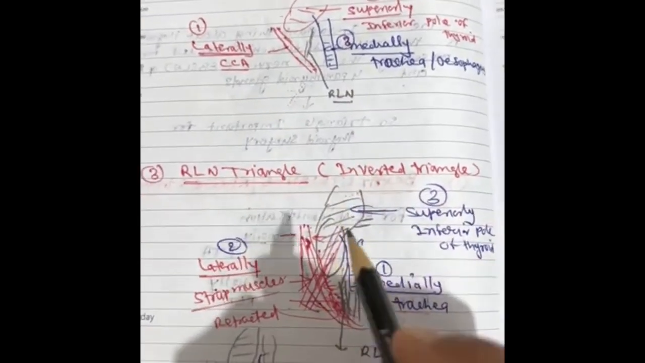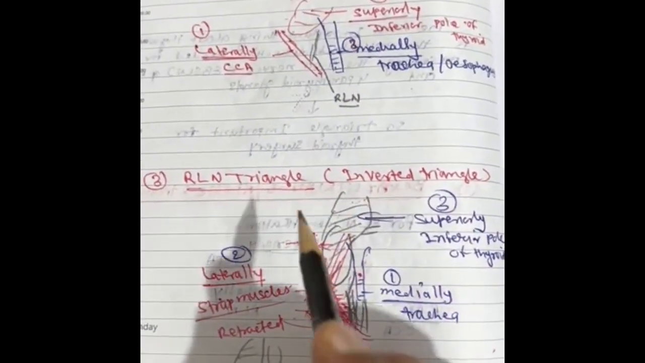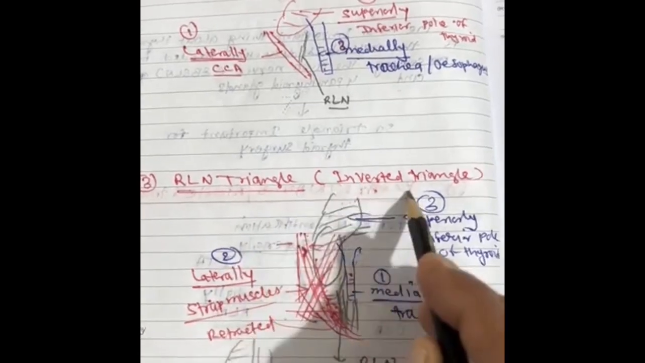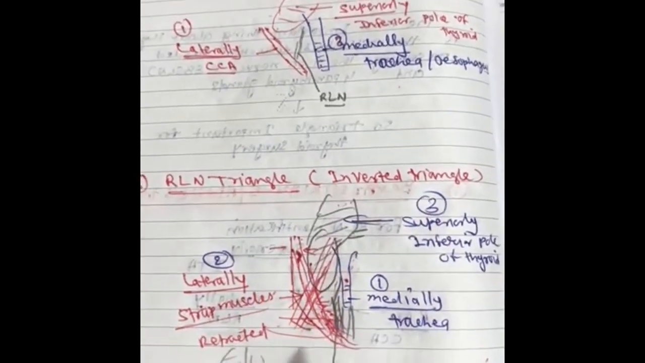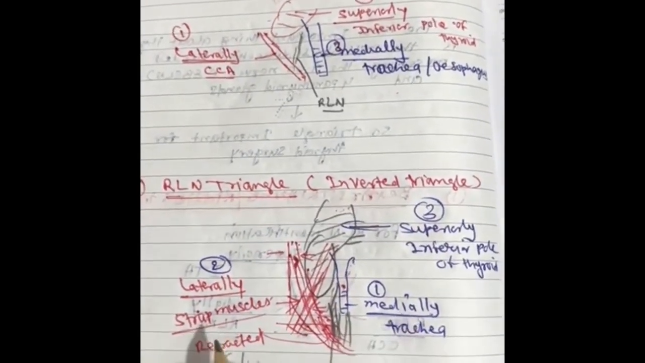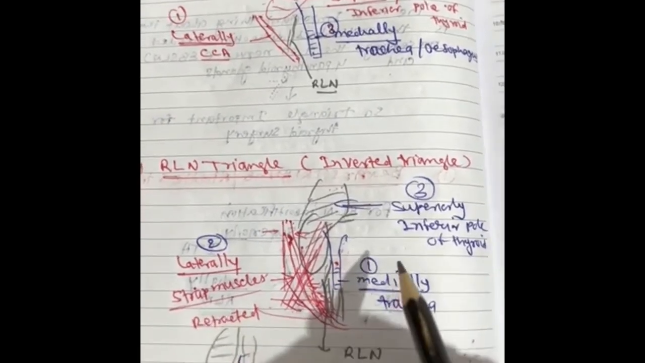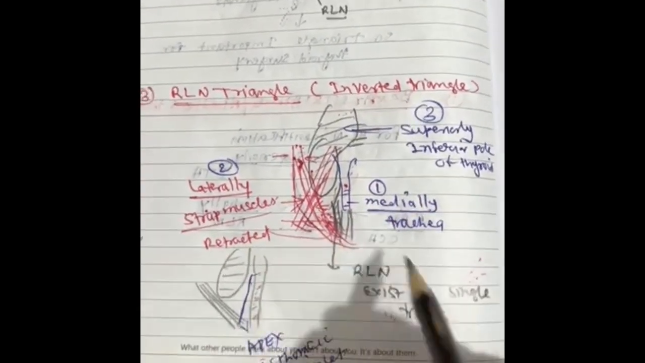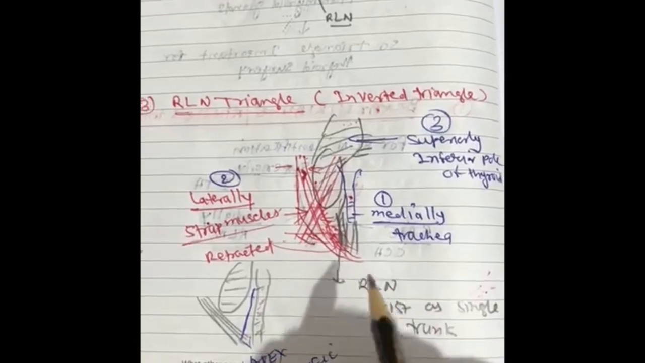The third triangle is the recurrent laryngeal nerve triangle or inverted triangle. It is formed medially by the trachea, laterally by the strap muscles, and superiorly by the inferior pole of the thyroid. In between you can find the recurrent laryngeal nerve.